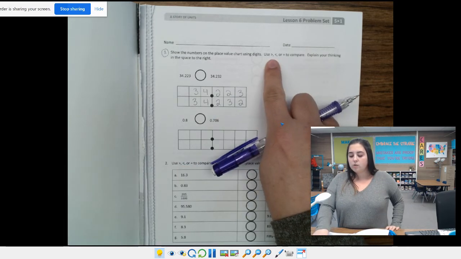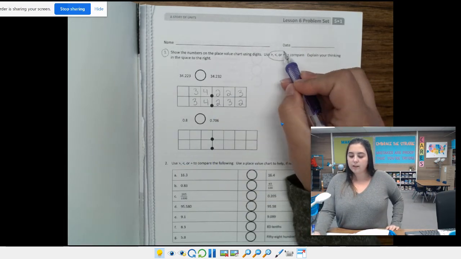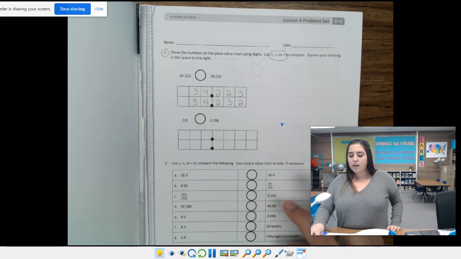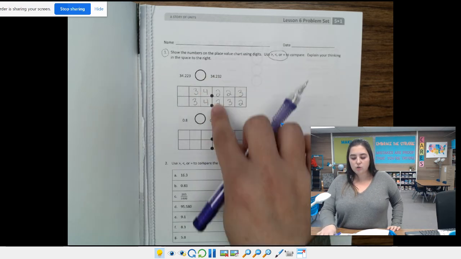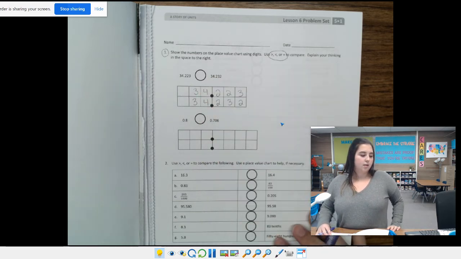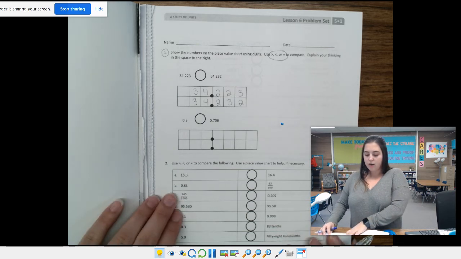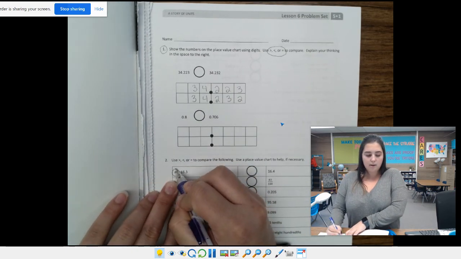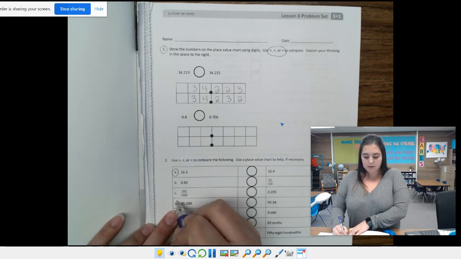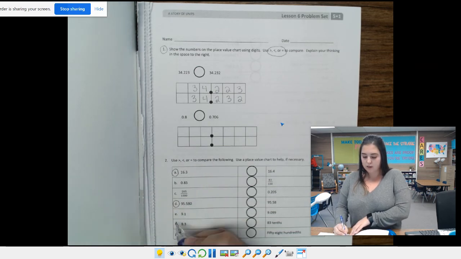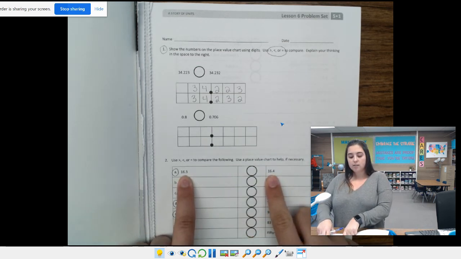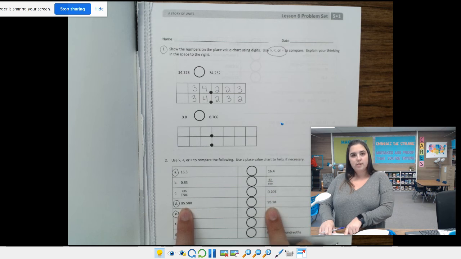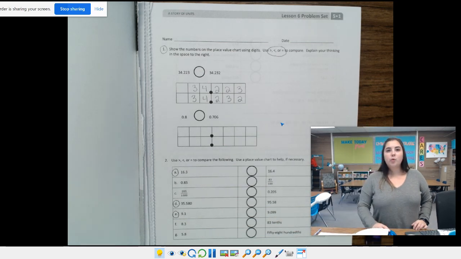Then use one of these symbols, greater than, less than, or equal to compare. Explain your thinking in the space on the right. So I'd like you to solve these 2 problems. And then I'd also like you to give a shot at 2A, 2D, and 2E. So on these, here are your numbers. Figure out which one is larger. Which one is larger? Which one is larger? All right, when you're ready to check your work, go to the next video.